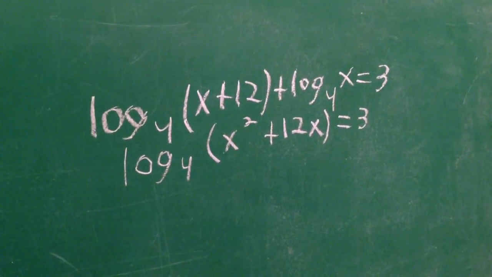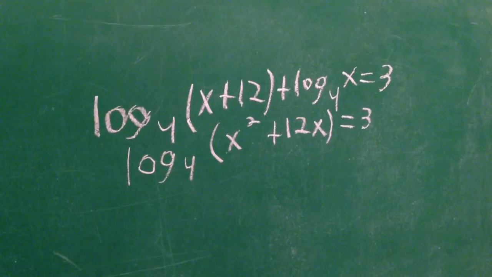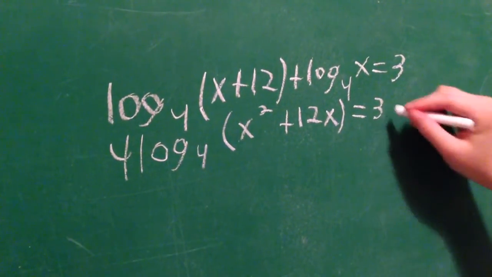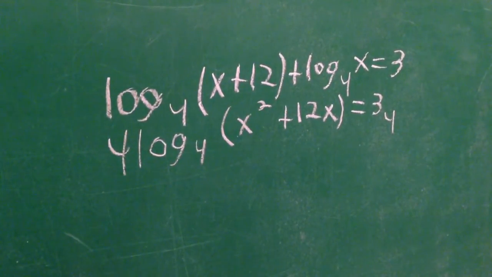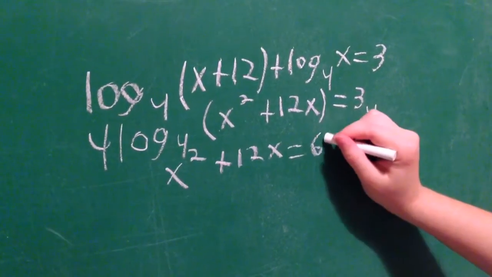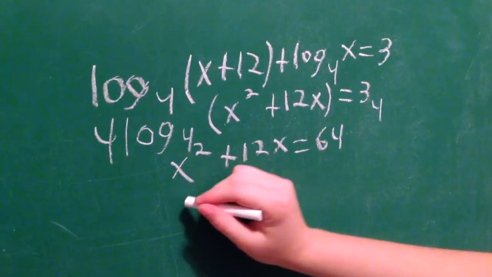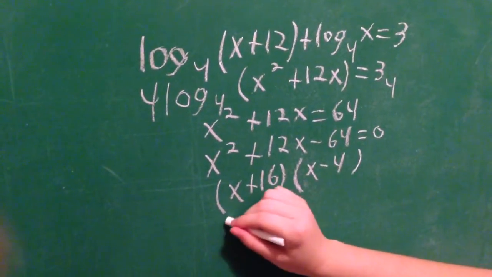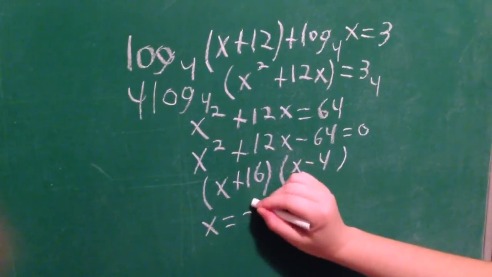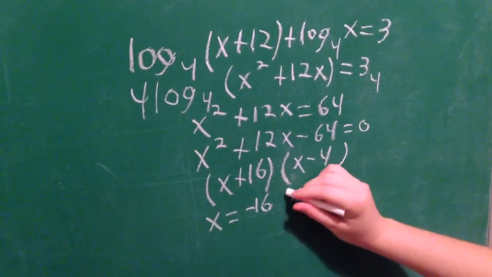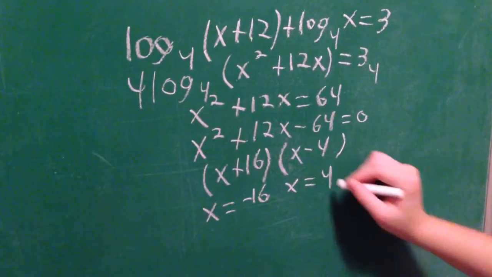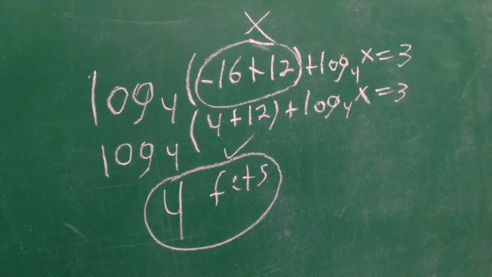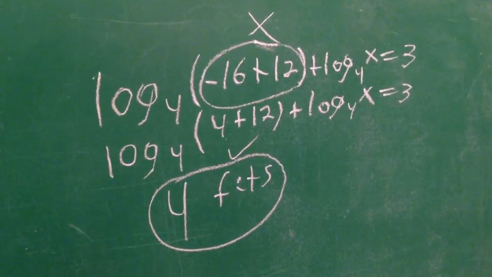Now we can solve the problem as normal. Remember what the first step is? You gotta give both sides a base of 4 so that the log cancels out. And apparently it equals 64. Bring the 64 over, and you just factor. So then, your x's are negative 16 and positive 4. But we can't forget to check for any extra answers, and when you plug them back in, it looks like negative 16 does not fit, so 4 is your answer.